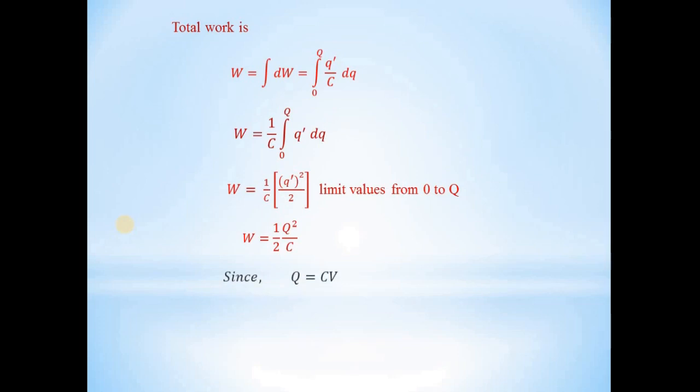Since Q is equal to CV, the work stored in terms of energy is denoted by U is equal to half Q square by C. By using Q equal to CV, we get U equal to half CV square, or U is equal to half Q into V. This is the expression for energy stored in the capacitor.